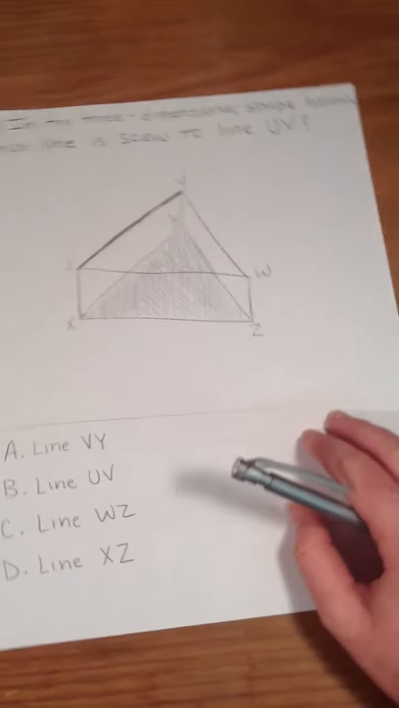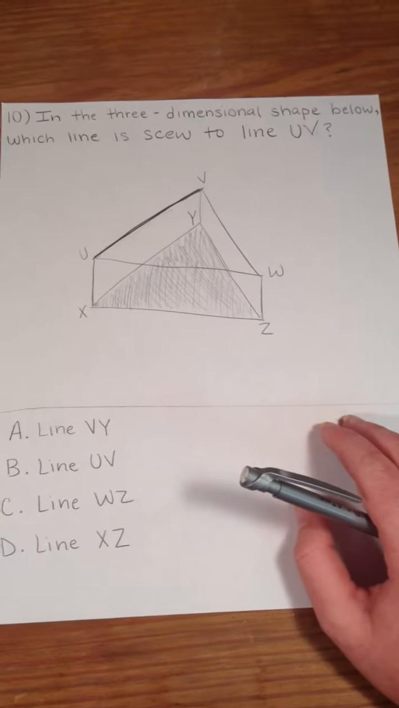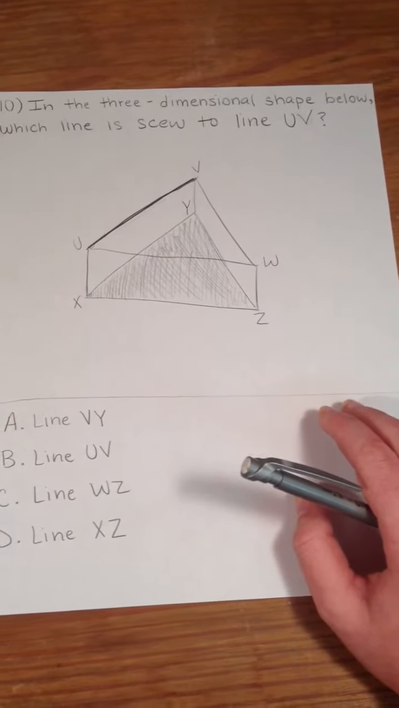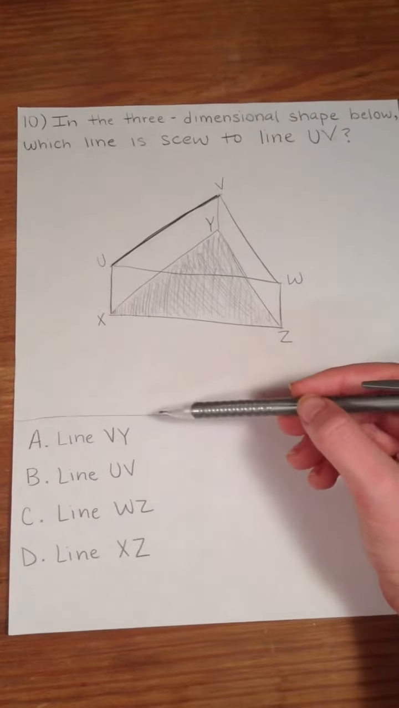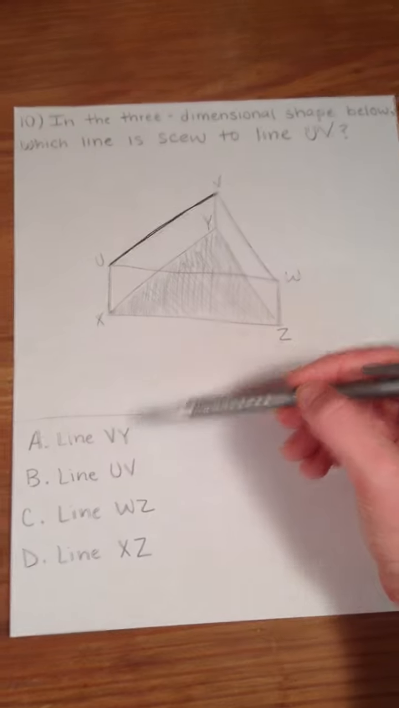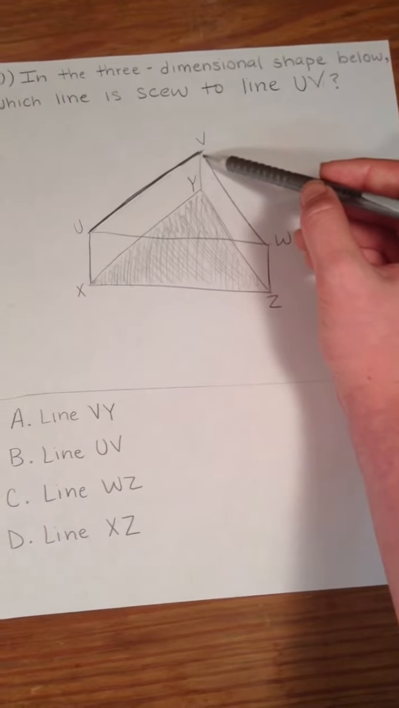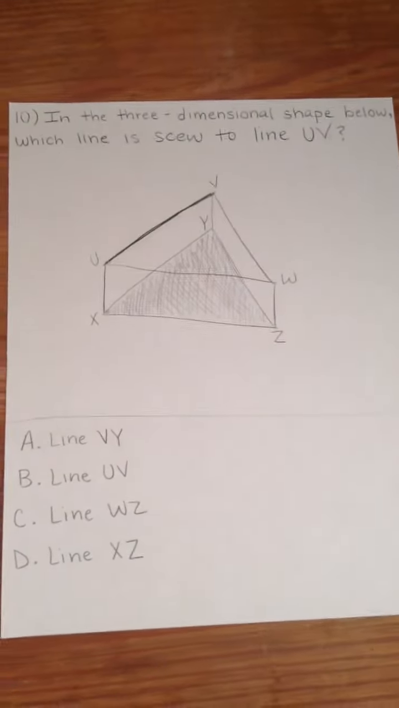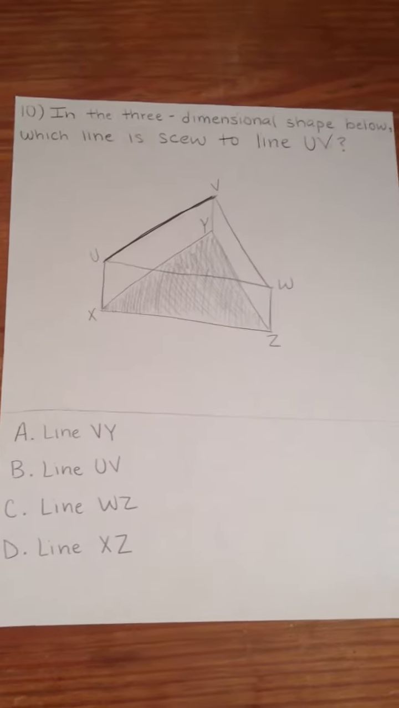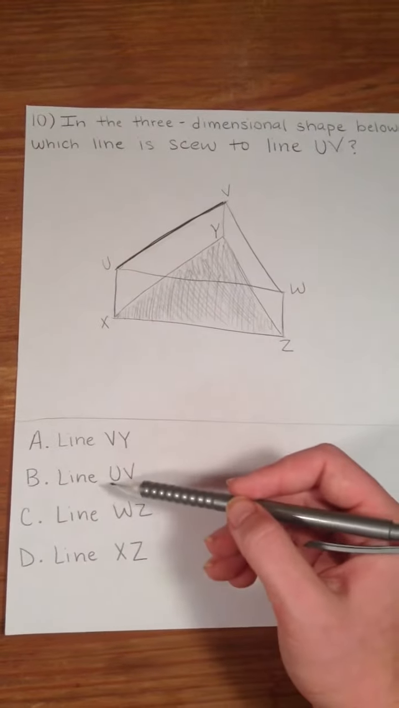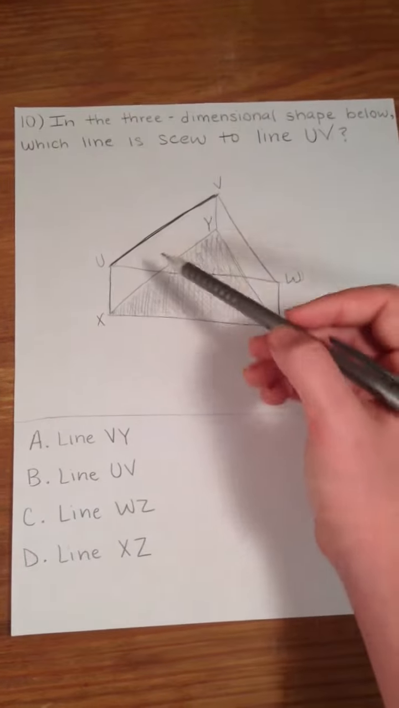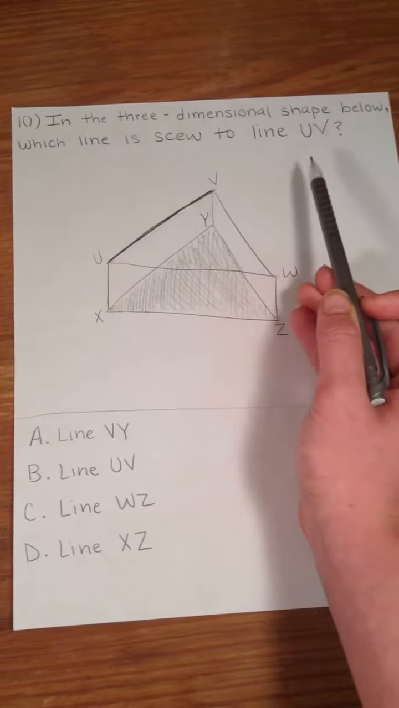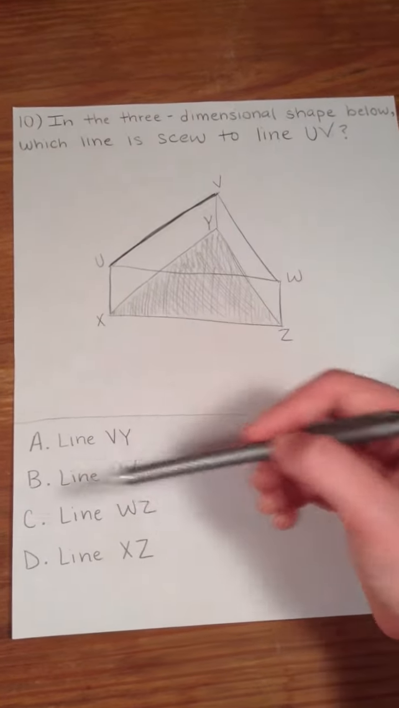Finally, number 10. In the three-dimensional shape below, which line is skew to line UV? UV is right here. Our first choice is line VY. We'll see that VY touches UV, and remember, to be skew, they can't be touching or parallel. And then our next choice is line UV, and that's the same line as the one in the problem, so that can't be the answer.